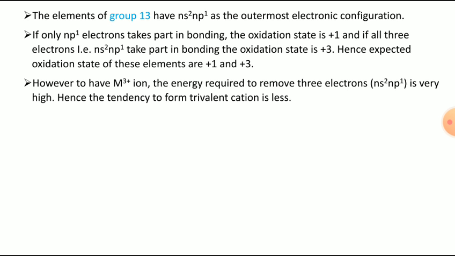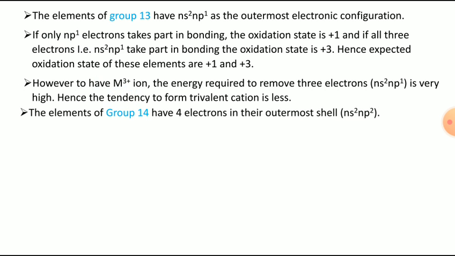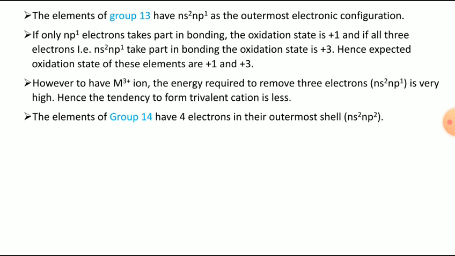So trivalent cation formation will be very less. Now the group number 14, which is having outermost electronic configuration is what, ns2 np2.